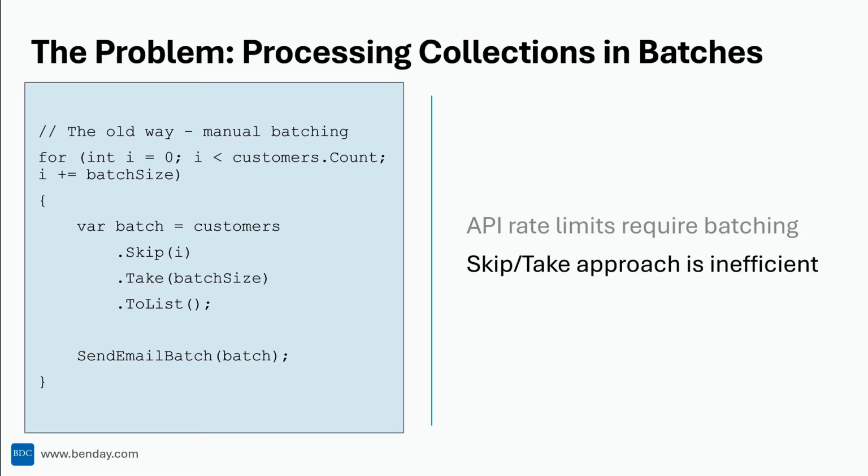The traditional skip and take pattern works, but it's inefficient for large collections because skip has to enumerate through all the skipped elements. For a collection of 10,000 items processed in batches of 100, the last batch requires skipping 9,900 items just to get to the final 100. Managing loop indices manually opens the door to off-by-one errors, and the code doesn't clearly express the intent of batch processing. It's also easy to accidentally modify the collection during iteration, leading to subtle bugs.